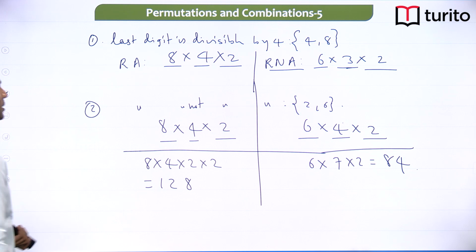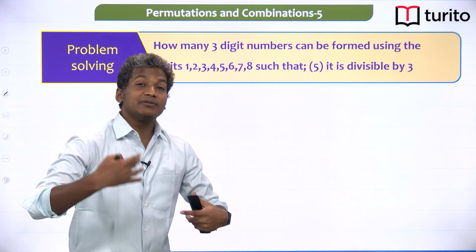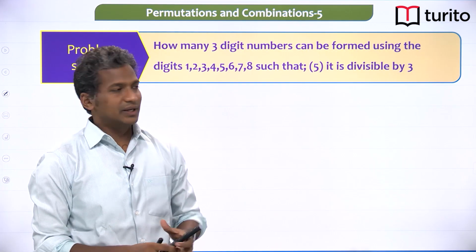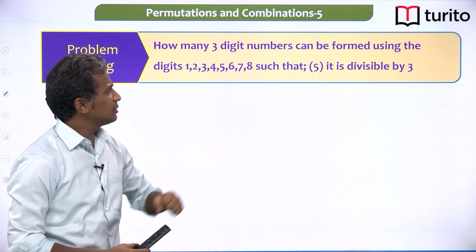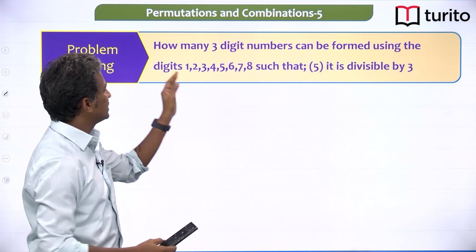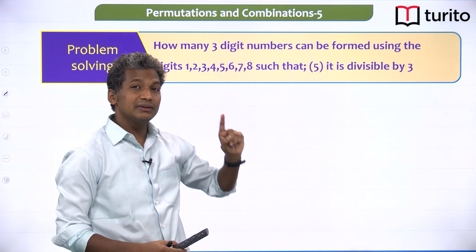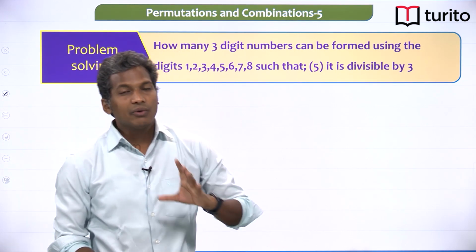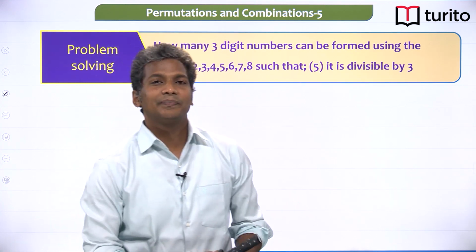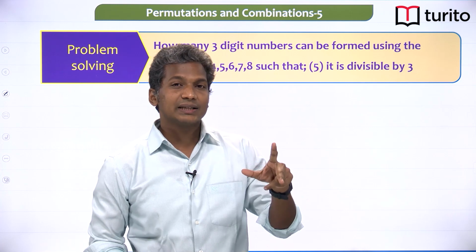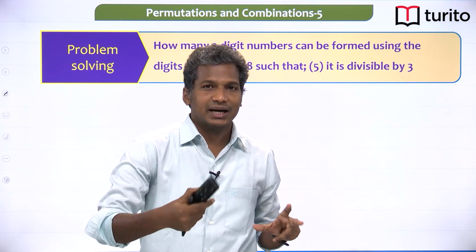Okay. Now, let us go to the next question. This is even tougher than the earlier question, but this is a very good question. Here, how many 3-digit numbers can be formed using the same digits such that it is divisible by 3? Now, when it comes to divisibility by 3, what is the divisibility rule? The sum of all 3 digits must be divisible by 3, right.